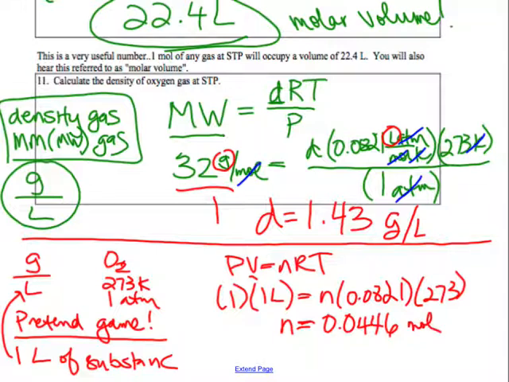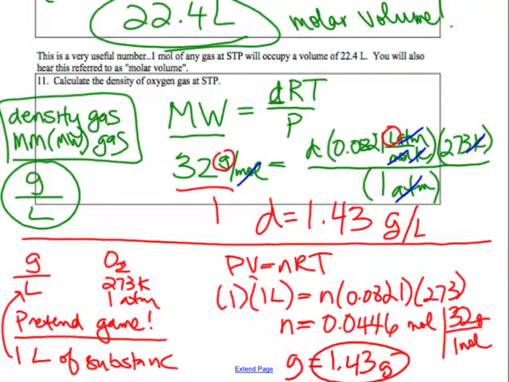All right, so those are moles. I know moles in a liter now, but what do I need for density? Grams. So for every 1 mole I have, molar mass, 32 grams. So what do I get for grams? Oh, 1.43, looky there. That's how many grams are in 1 liter, because I pretended a liter.